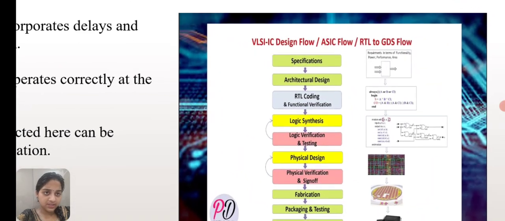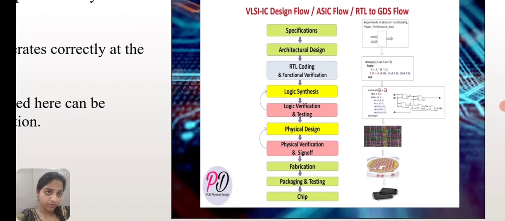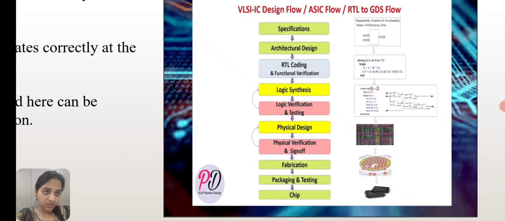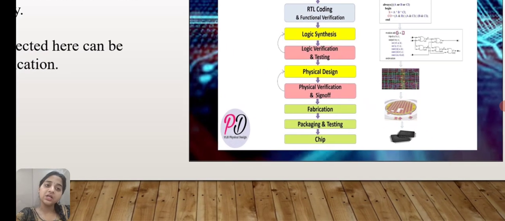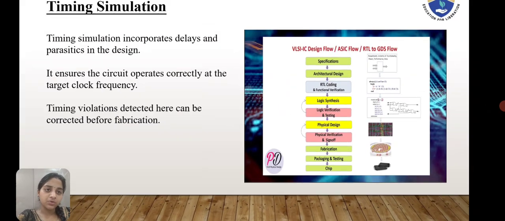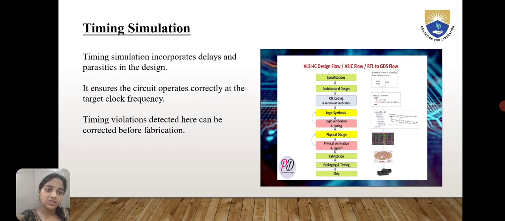So here we can see the VLSI design flow. Specifications to architectural design, to RTL coding and functional verification, to logic synthesis, to logic verification and testing, to the physical design, to the physical verification and sign off, to the fabrication, packaging and testing. This all comes to the chip. So this is a VLSI IC design flow.